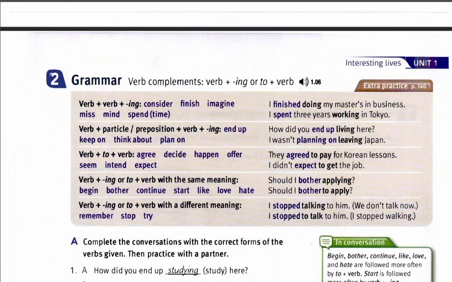I didn't expect to get the job. We don't say, I didn't expect getting the job. That would be wrong. These verbs, we must use the to plus verb form, the infinitive.